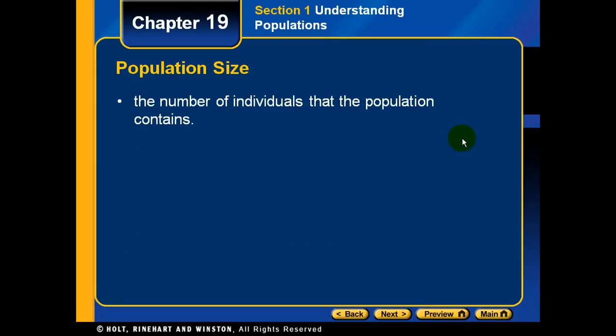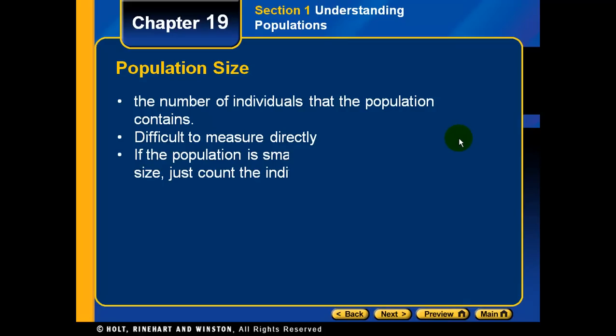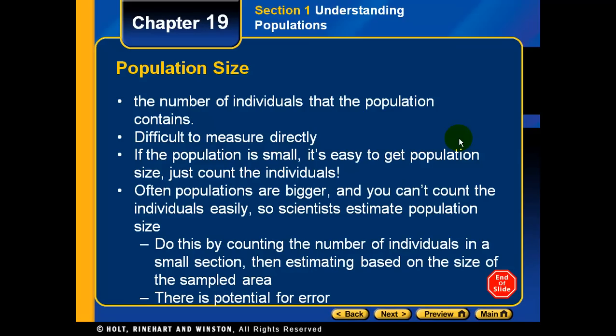All right, population size is defined as the number of individuals that the population contains. It's difficult to measure directly if there's a lot of individuals. If the population is small, it's easy to get population size. You would just count them up. Often, though, populations are bigger and you can't just count them up easily. So scientists have to estimate population size, which is what we did with our fish lab. You do this by counting the number of individuals in a small section, then estimating based on the size of the sampled area. There is potential for error with this method.